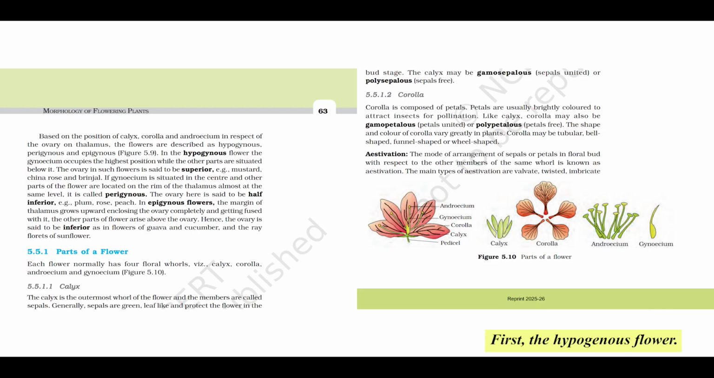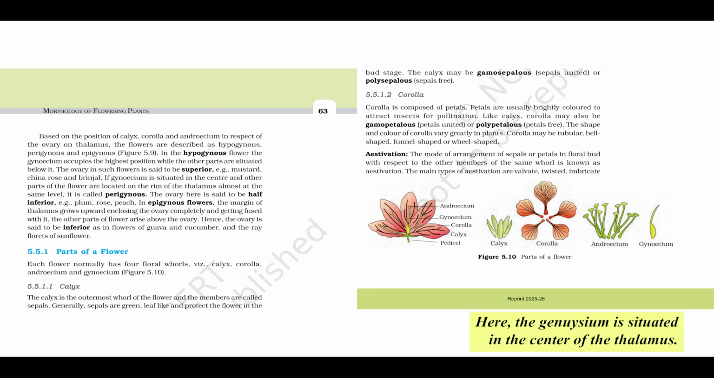First, the hypogynous flower. In a hypogynous flower, the gynoecium, or the ovary, occupies the highest position on the thalamus. It's essentially sitting on top. All the other floral parts, the sepals, petals, and stamens, are situated below the ovary. Because of this elevated position, the ovary in such flowers is described as superior. Hypo means below, so other parts are below the ovary. Ovary is superior. Makes sense. Examples. Good examples include mustard, China rose, and brinjal. Figure 5.9a clearly depicts this arrangement, with the ovary prominently placed at the top. Second, the perigynous flower.